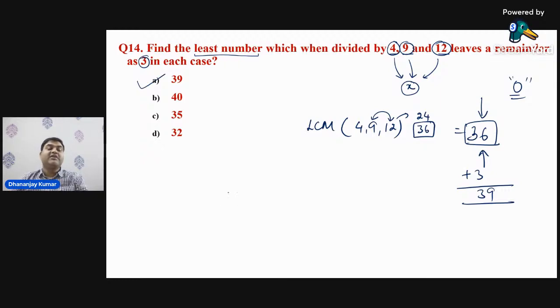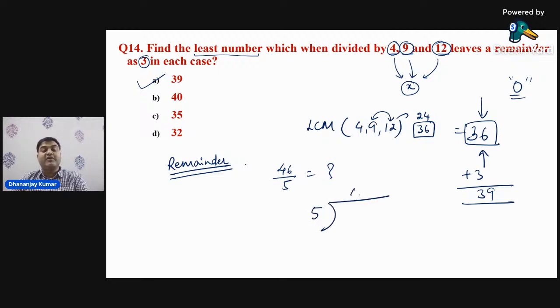Now, how to understand this? One more thing: if you do not understand what is remainder, what is quotient and all, just for your understanding, suppose you want to divide 46 by 5. So what do you write? You write it as 5 outside and 46 inside. This is how you write, right? So what do you do? 9 fives are 45. You write here 9. 9 fives are 45, right? And you write here 1.